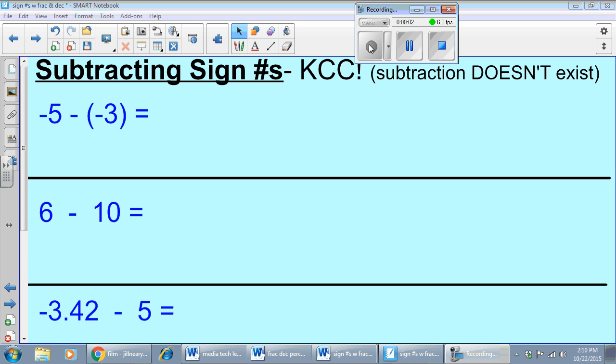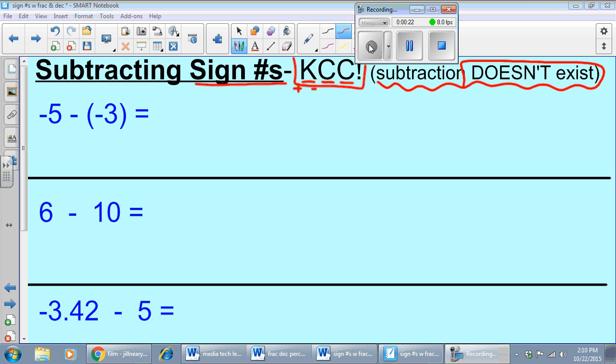So now we're going to take a look at subtracting with signed numbers. Signed numbers, again, means numbers that have positive and negative signs in them. And the rule that we know for subtracting with signed numbers is shortened as KCC. If you watched the video in class, you should remember that subtraction doesn't exist. So we put a KCC above each portion of this expression.